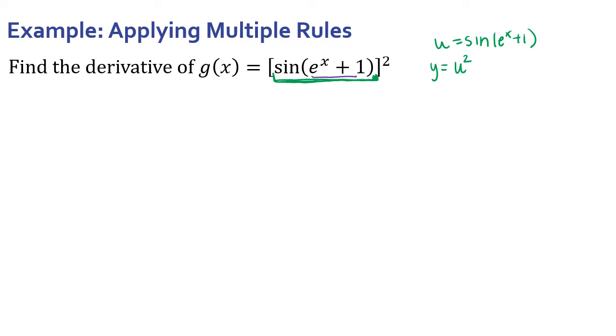okay? So again, if I was finding the derivative of the outside, so dy over du would be 2u. Okay, so g prime of x equals the derivative of the outside function with respect to the inside, so we're going to plug in what u is, times the derivative of the inside. So this is going to be taking that derivative of our inside function.